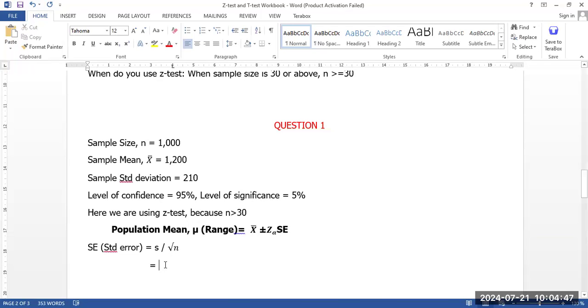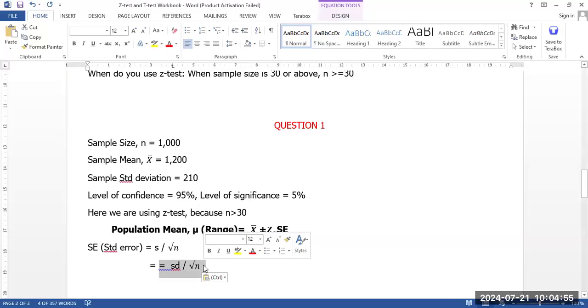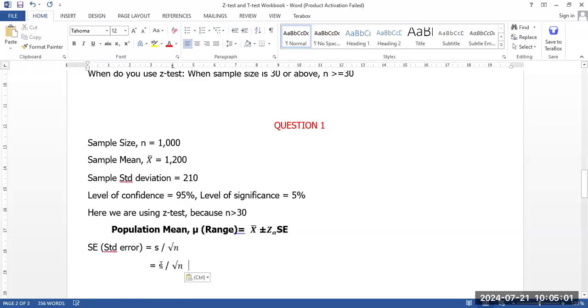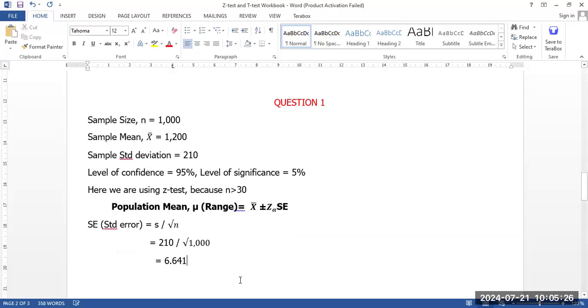Okay, okay. So what is the standard deviation here? Now you need to get calculator and we follow together. Standard deviation here is 210. Then we divide by root n. Root n is 1000. What do you get as your standard error? 6.641. Let's maintain 3 decimal points.